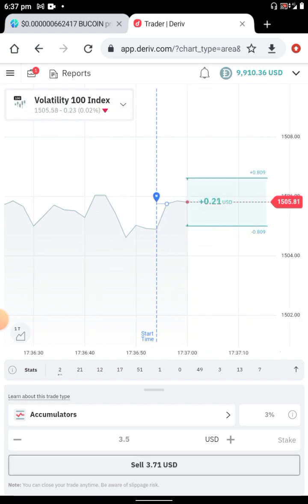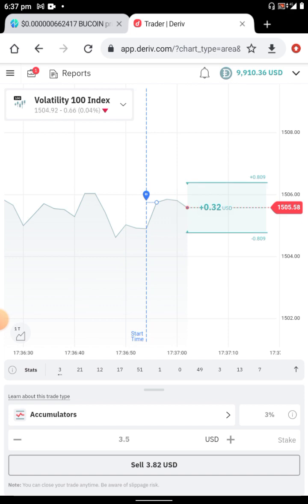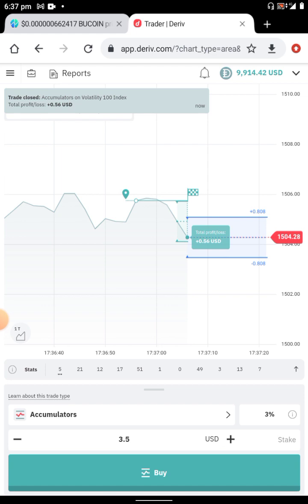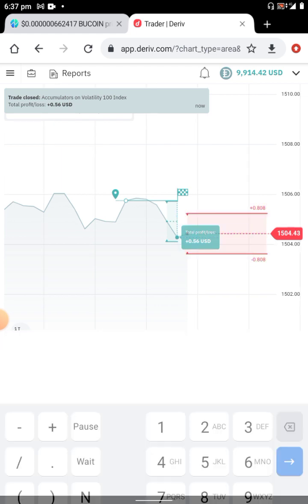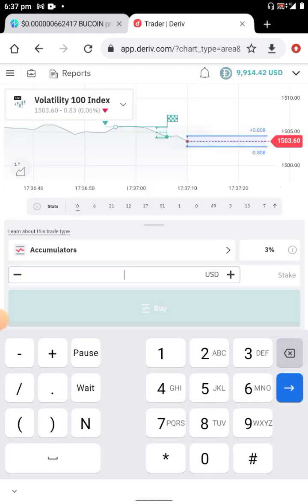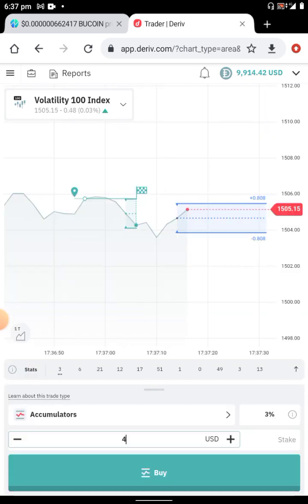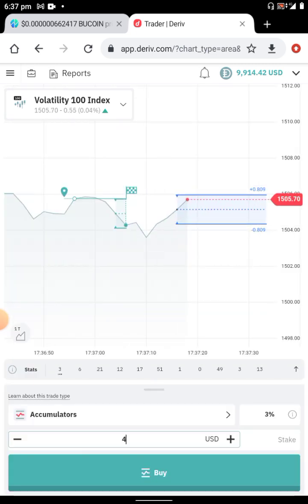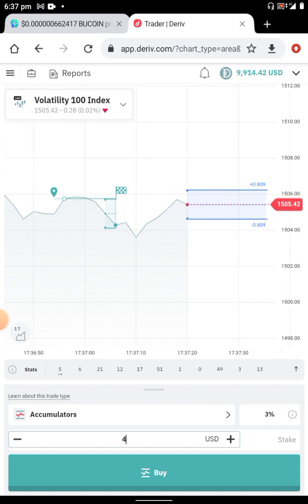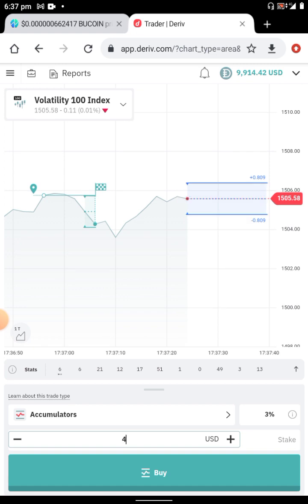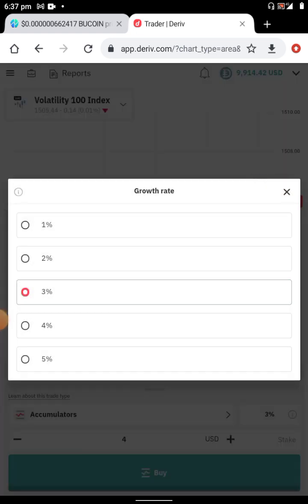If you look at this, I'm not using any indicator. Understand? Good. We've increased. Now, if you look at this, we've doubled our money. So with this, you can decide to go back to $2, and be using your profit to trade and secure your capital. So now let's go back to 5%.